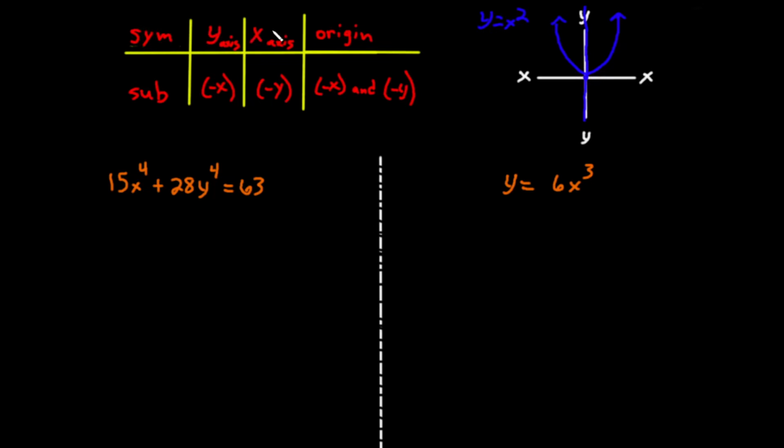So for the x-axis symmetry, you substitute negative y. For y-axis symmetry, you substitute negative x. And for origin symmetry, you're going to substitute both negative x and negative y. And you're going to see if the equation will change after doing both of them. And if it doesn't change, if it simplifies to be exactly the same as your original, then it will have origin symmetry.